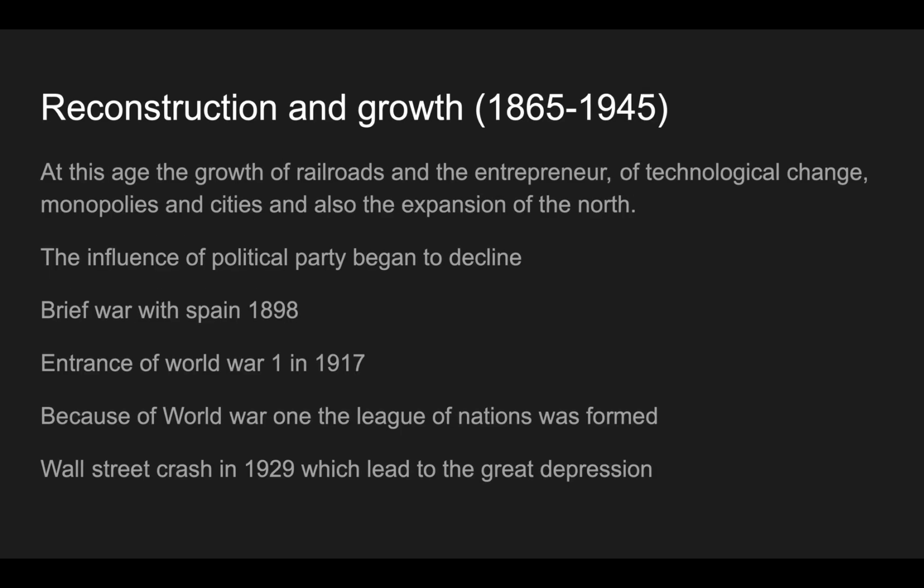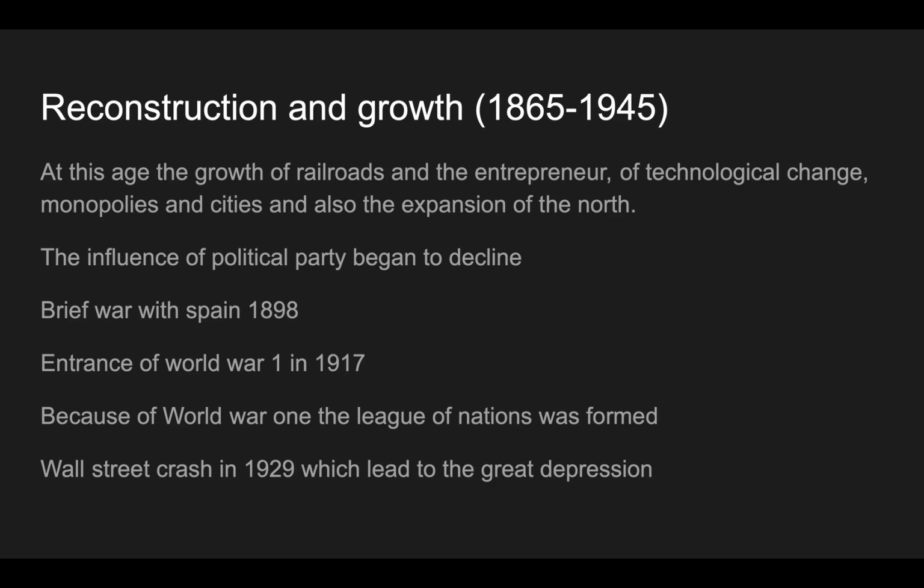Along this path came Reconstruction and the growth of the United States. This is when we really started becoming bigger and bigger. This is the growth of railroads, entrepreneurs, technological change, monopolies and cities, and even the expansion into the north. The influence of political parties actually began to decline, and there was a brief war with Spain in 1898.